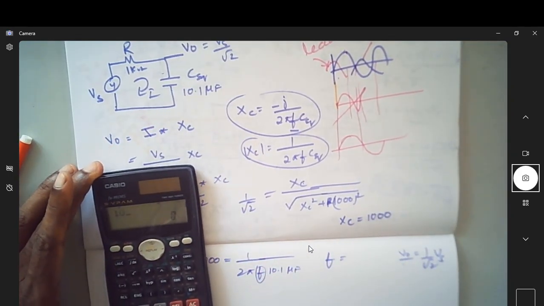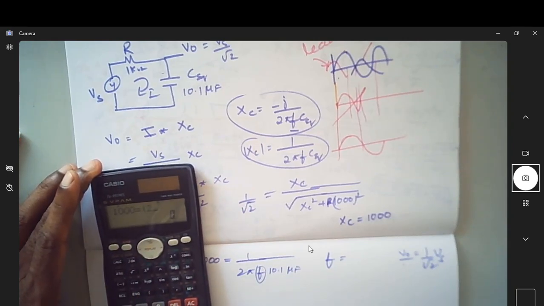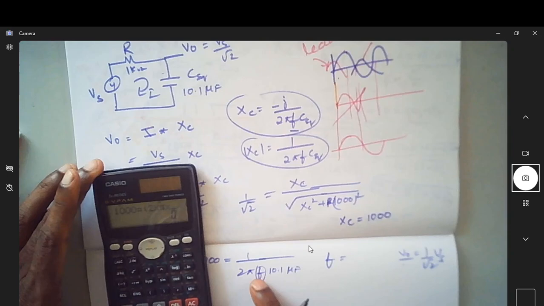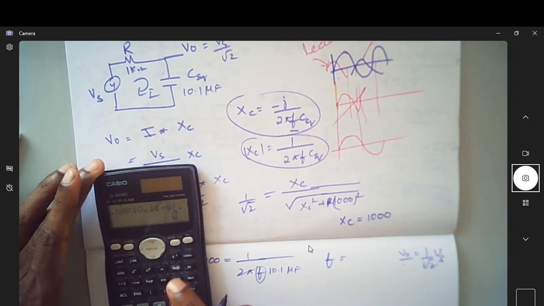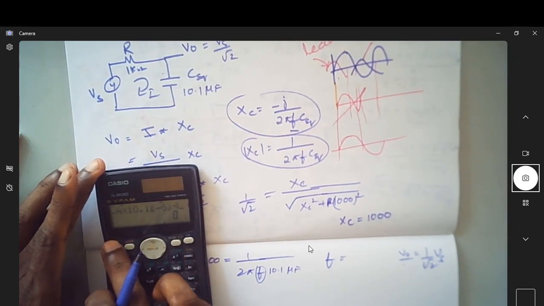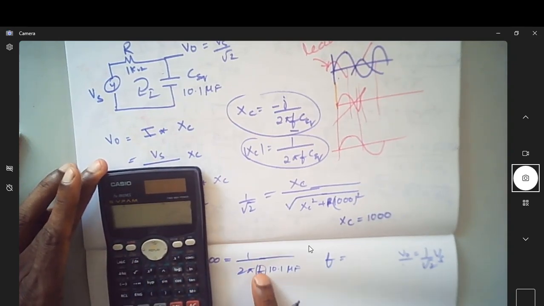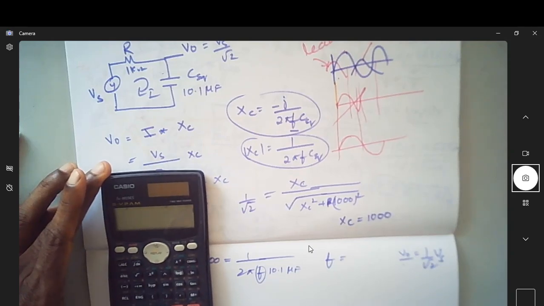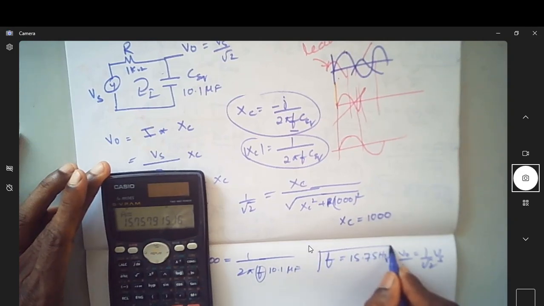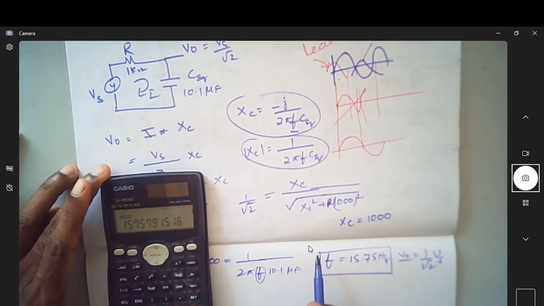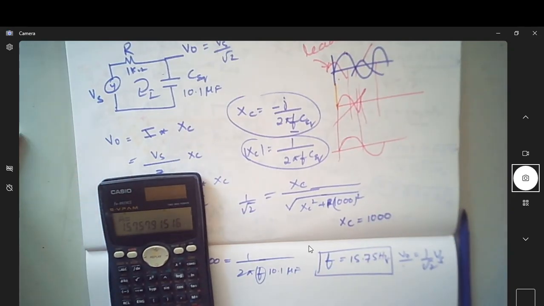So now it is 1000 alpha equals the whole inverse of 2 pi f times alpha a into 10.1 exponential minus 6. Shift calculate, I'll get the value of f. So the f value is 15.75 hertz. This is the frequency at which the magnitude is 1 over root 2.